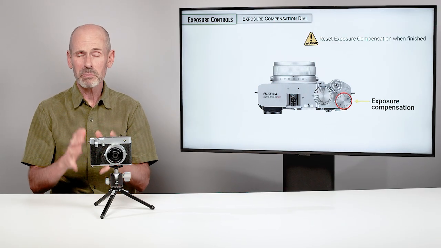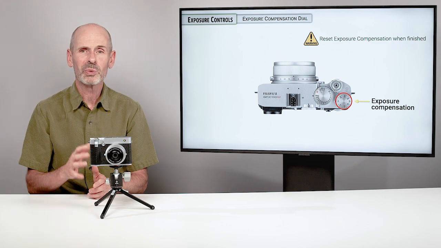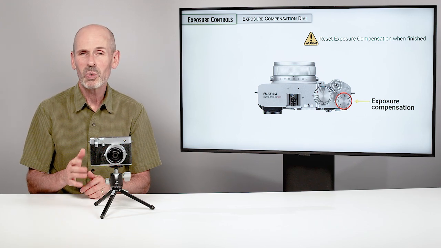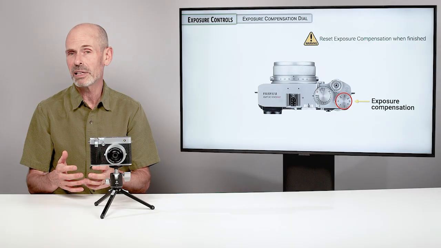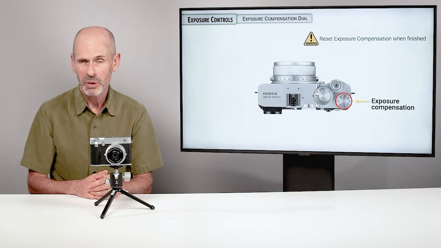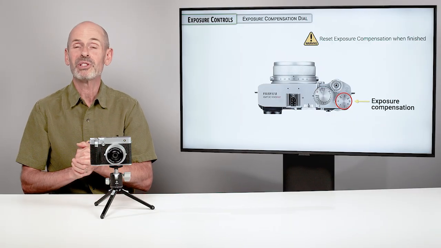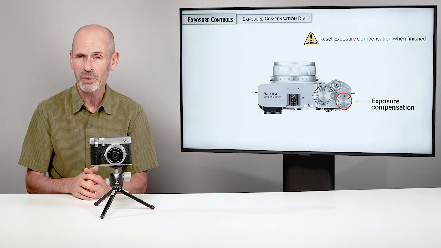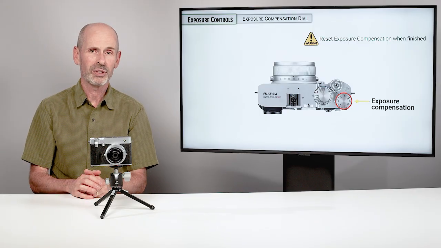Far and away, one of the most important things to know about this dial is to reset it back to 0 when you are done. You don't want to accidentally leave your camera at -3 or +3. You can imagine the disaster that would be on all the remaining photos that you're taking in most situations.